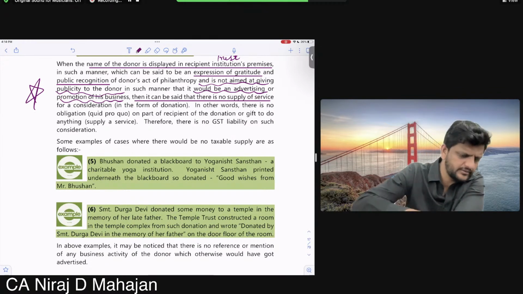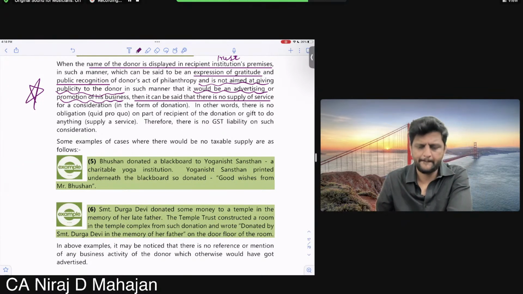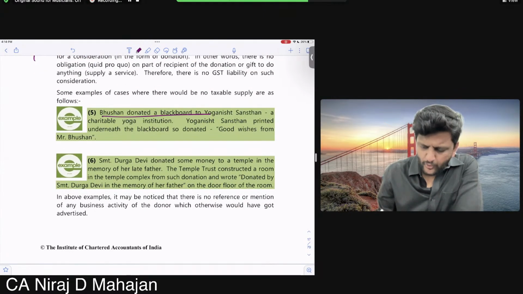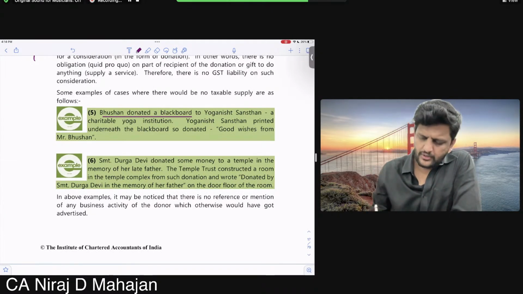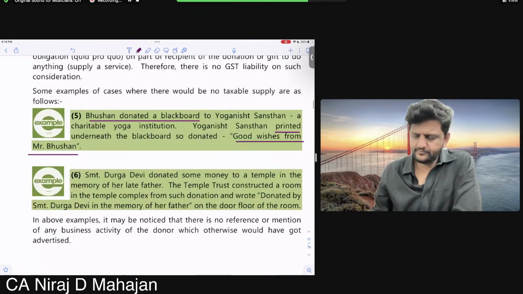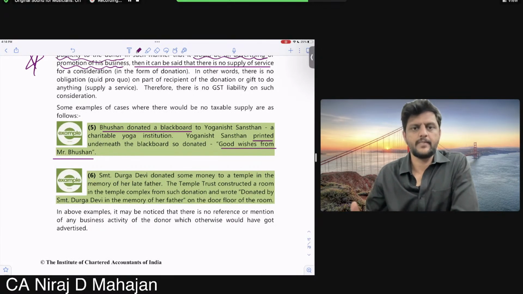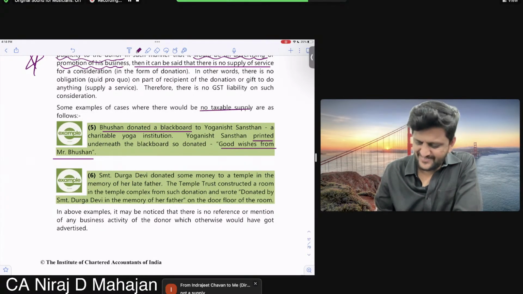Okay, till here all of you? Fine? Examples, please pay attention. Bhushan donated a blackboard to Yoganist Sansthan, a charitable yoga institution. The Yoganist Sansthan printed underneath the blackboard, "so donated, good wishes from Mr. Bhushan." Is it a supply or not a supply? It is not a supply, okay?